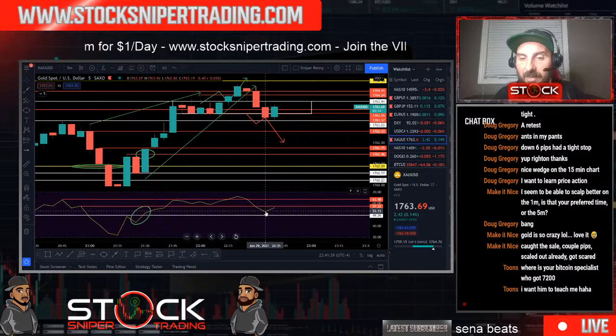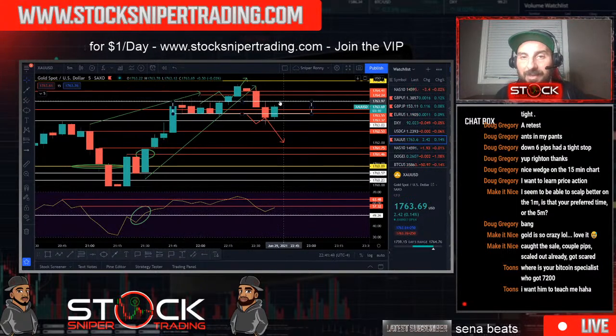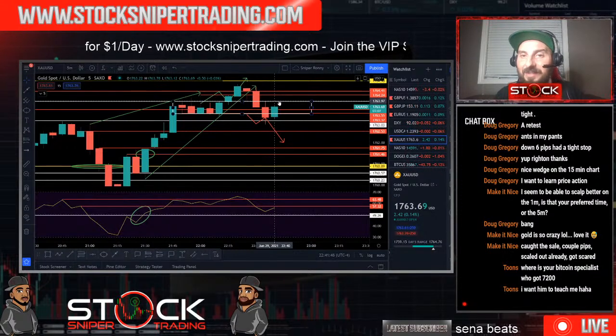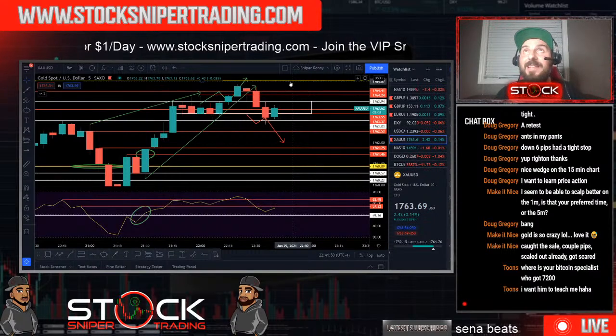Look at the RSI, how it bounced off of 52 and coming right back up. So can it break again? Can it break through 1764? Continue the momentum and try again and retest that daily resistance.